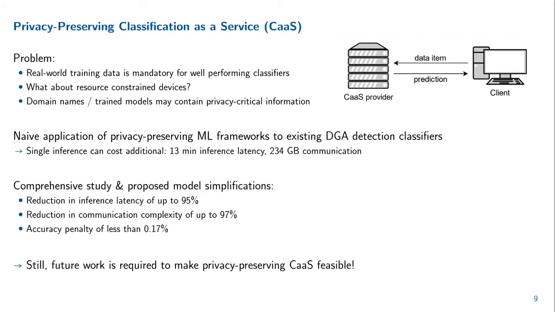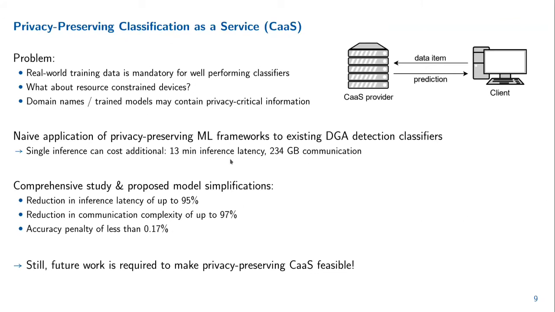And this is why we did a comprehensive study, which included several homomorphic encryption-based approaches and secret sharing-based approaches to secure multi-party computation. And we proposed several model simplifications with which we could reduce the inference latency by up to 95%, and also the communication complexity by up to 97%. And this simplification leads to an accuracy penalty of less than 0.17%.